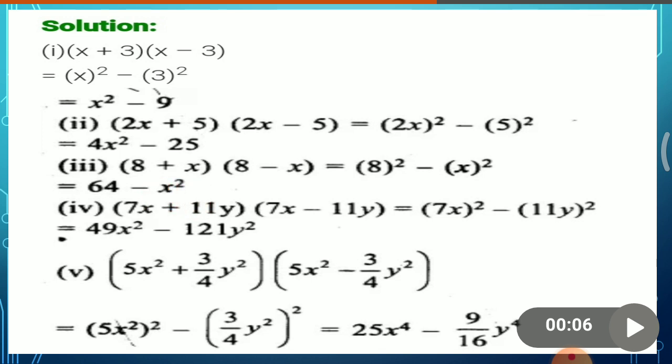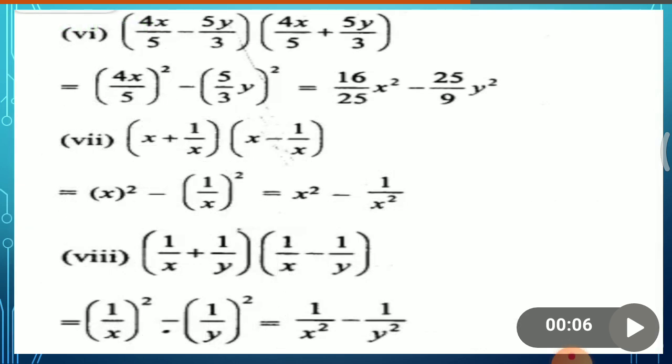Next question is also the same, so you solve it by yourself. Okay guys, you understand by yourself and solve it.